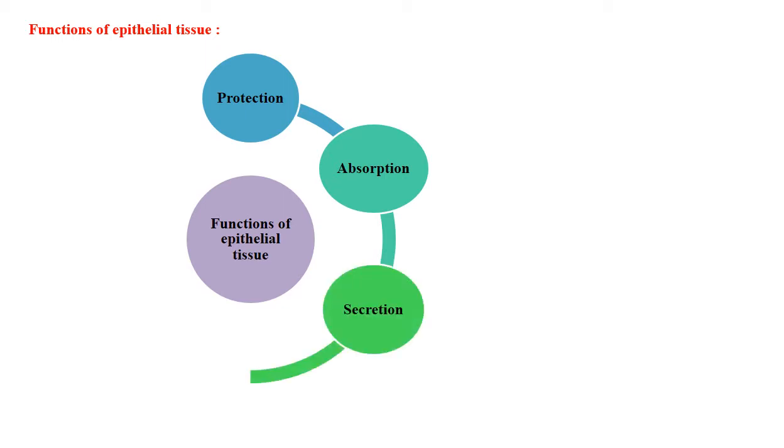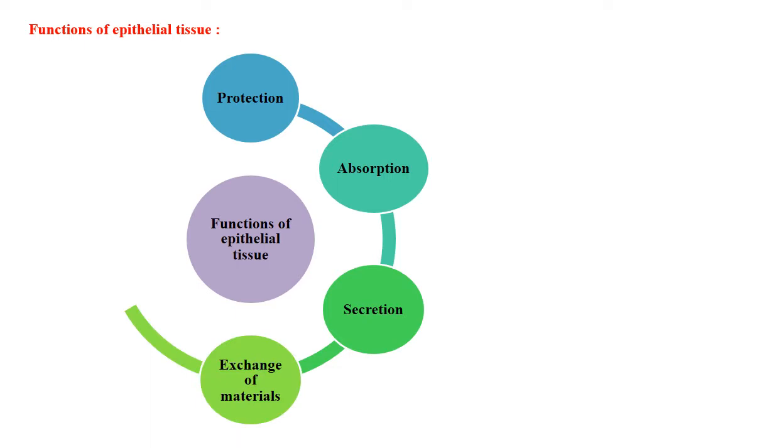Let's see the functions of epithelial tissue. Protection. Epithelial tissue protects the underlying tissues from mechanical injury, entry of germs, drying up as on skin, and harmful chemicals. Absorption. Epithelial lining of the intestine absorbs water and nutrients from the digested food. Secretion. Epithelial lining of digestive glands and endocrine glands secrete useful secretions.